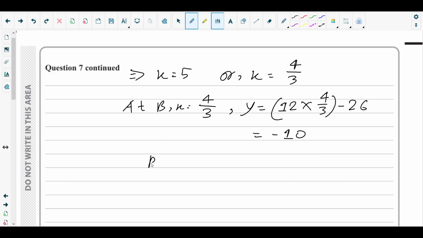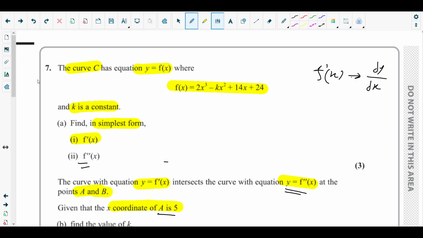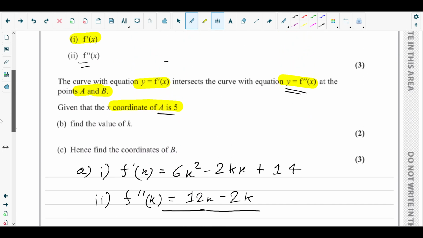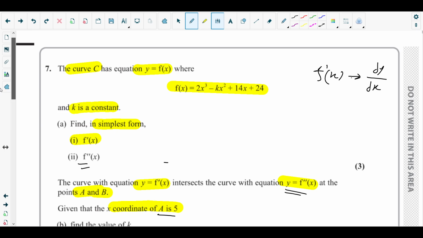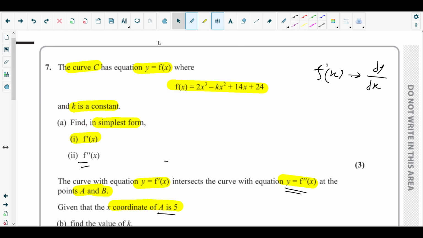So we got the coordinates of point B, that is x equals 4 over 3, and the value for y is negative what? 10. And that's all about part C. And this is the end of question number 7 from May 2024 P1 paper. That's it.